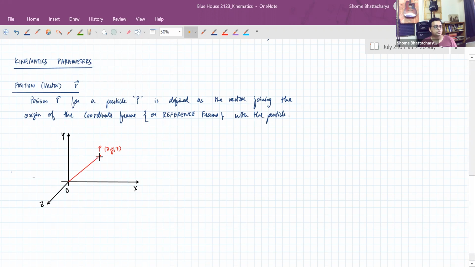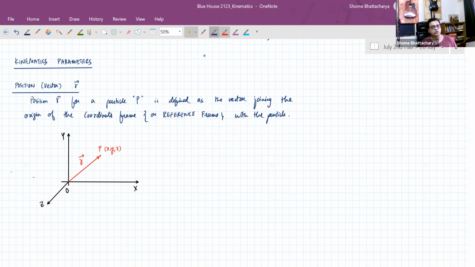Okay. So try to visualize this as a three-dimensional diagram, where the origin might be one of the corners of the room you're sitting in, and the XYZ axes are three of the edges, like the edges between the floor and the walls, or between two walls. So it's a three-dimensional space inside the room. So wherever a particle is located, the vector joining the corner of the room that you've taken as the origin with that particle is nothing but its position vector.